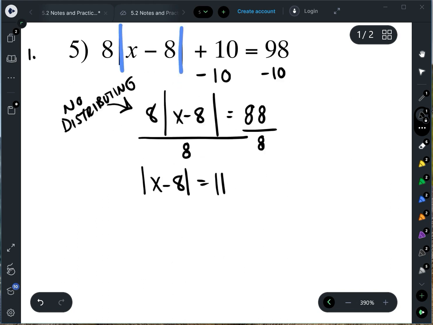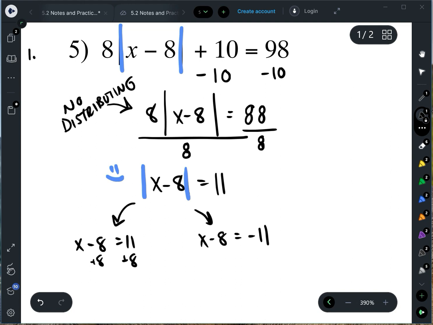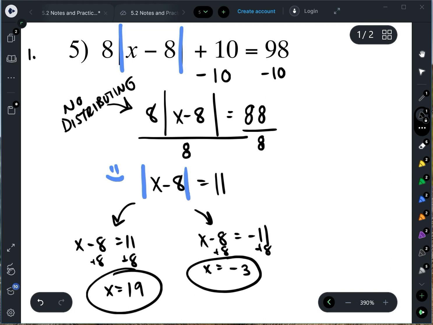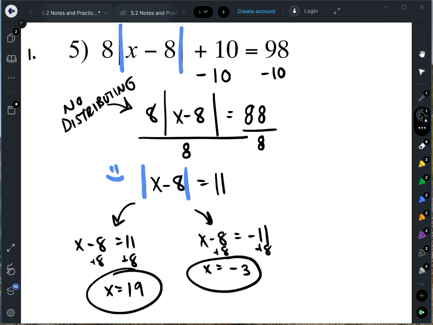Once that absolute value is by itself, nothing else is around it, it's good to split up. So we can change this into x minus 8 equals 11, and x minus 8 equals negative 11. Let's add 8 to each side. x equals 19, and x equals negative 3. Okay, so a little more involved when you have more operations.